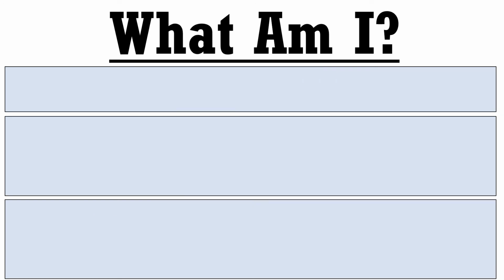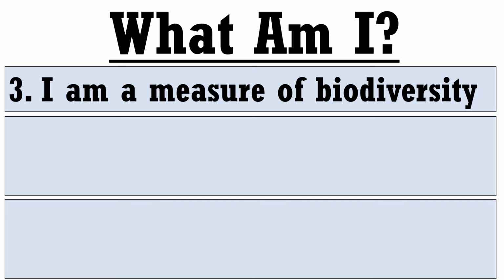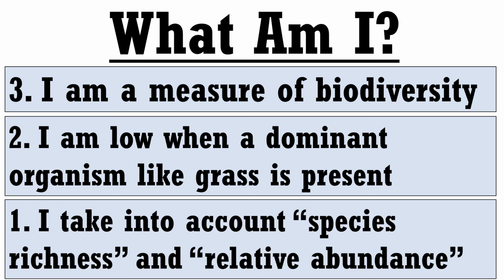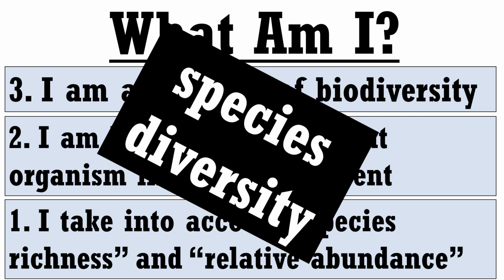This is not the last one, so this possibly is. Right, 3 points. I'm a measure of biodiversity. Can you remember there were 3 right at the very start of this that we talked about? Can you remember what they were? 2 points. I am low when a dominant organism like grass is present. And for 1 point, I take into account species richness and relative abundance. Correct answer, species diversity.